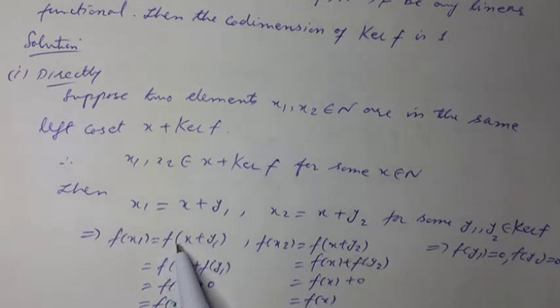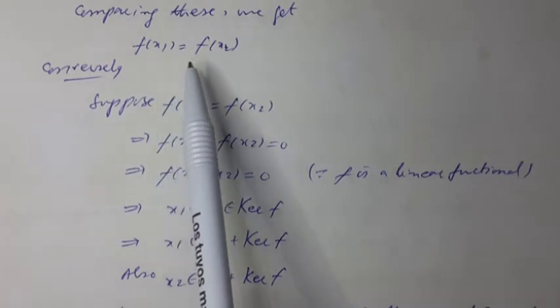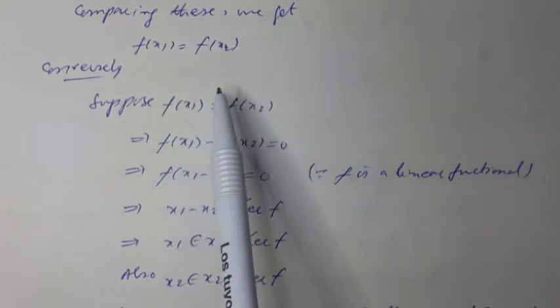Since f is a linear functional, we can write this as equal to f of x plus f of y1 and f of x plus f of y2. It can be written as equal to f of x plus 0 because f of y1 is equal to 0, and this is equal to f of x. Similarly here, f of x plus 0 equals f of x. Comparing these, we get f of x1 is equal to f of x2.